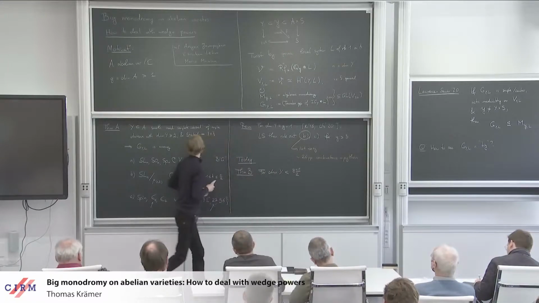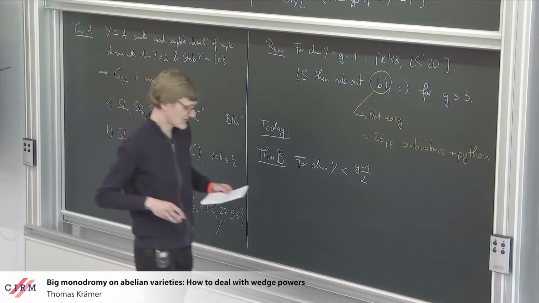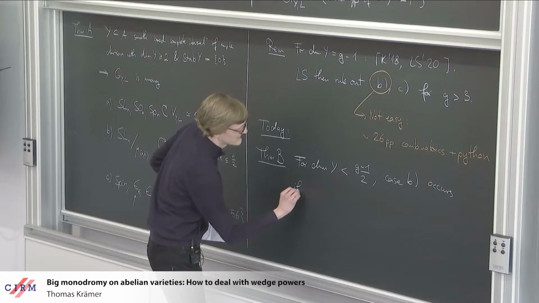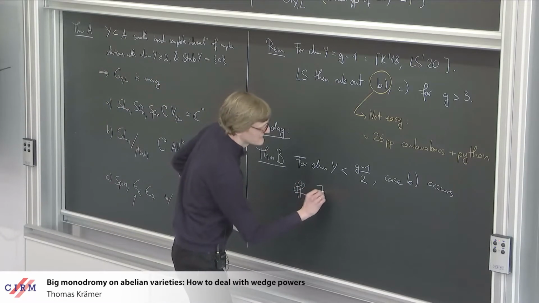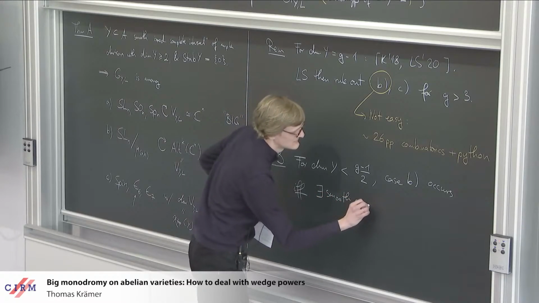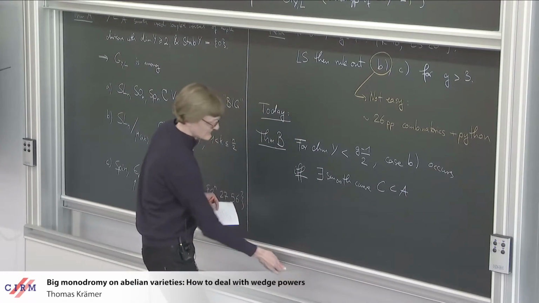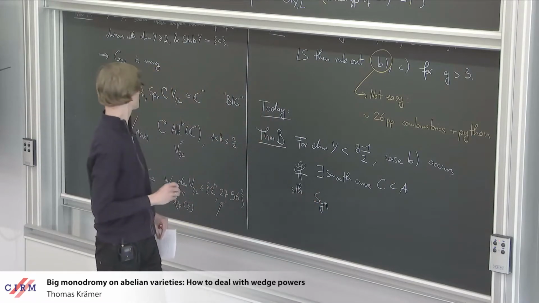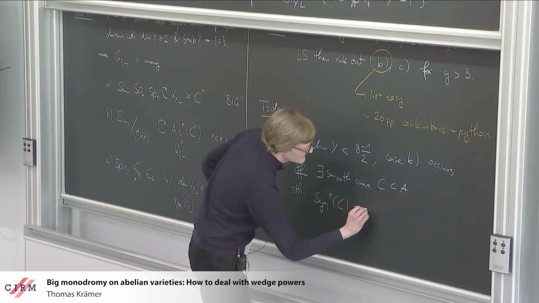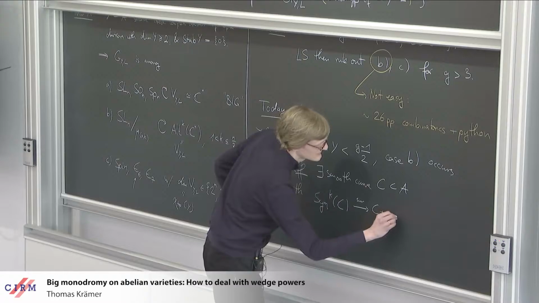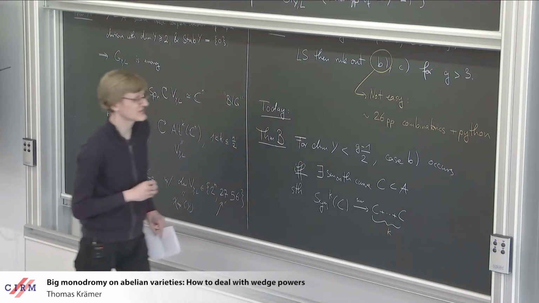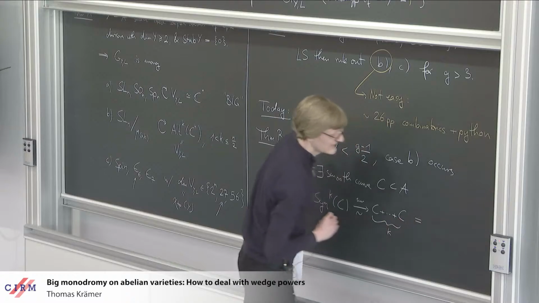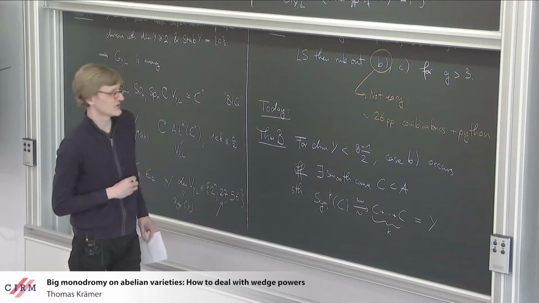In that range, for Y as in theorem A, smooth, irreducible, and so on, this case B occurs if and only if there is a smooth curve C inside A such that, if you look at the symmetric power, which I call Sym^k C here, then you have a sum map, the sum of k copies of the curve inside A. And this here is an isomorphism, and this sum is actually equal to Y.